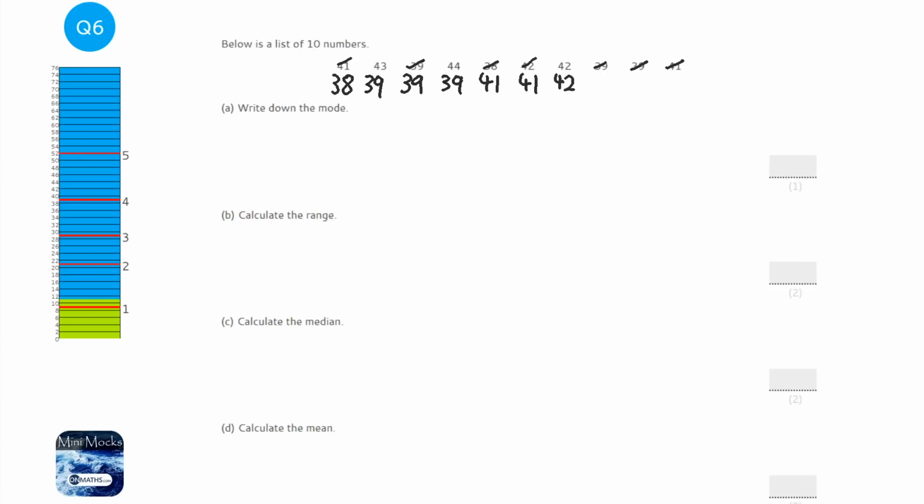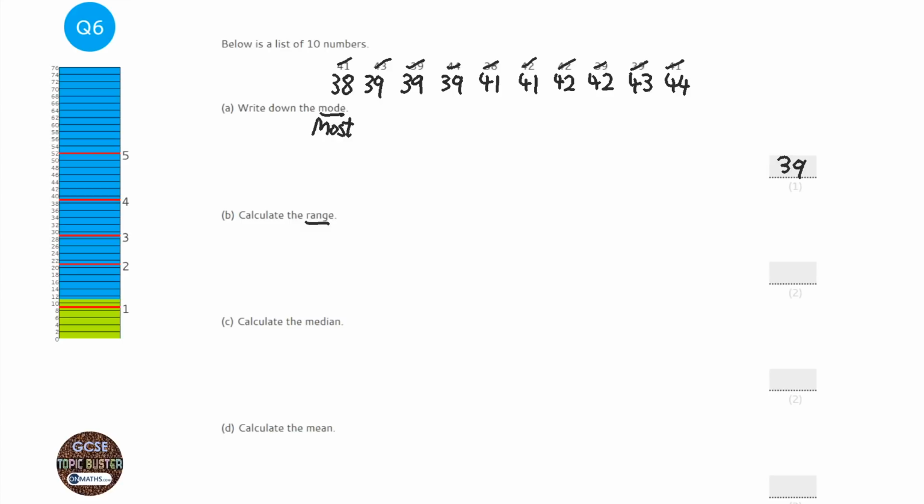So 42, 43, 44. Now the mode means most. Okay, if you just remember that, mode, most, it's pretty much the same word. So what came up the most? Well, if you have a look, there are 3 39s there, and there's 2 42s, 2 41s. So 39 came up the most. And it's much easier to spot when they're all lined up.